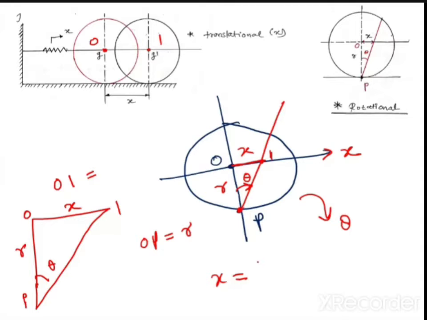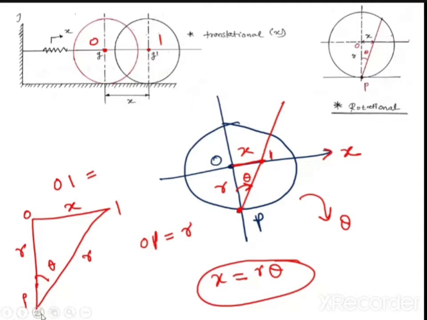Not R tan theta. R theta. Basically it is R sin theta. This is also R. So x is equal to r sin theta. Sin theta is equal to opposite side upon hypotenuse, x upon r. So x is equal to r theta because theta is very small. So again you are getting x is equal to r theta.